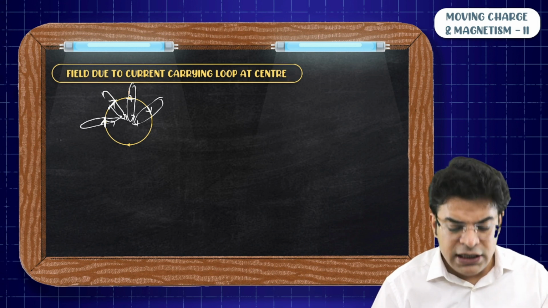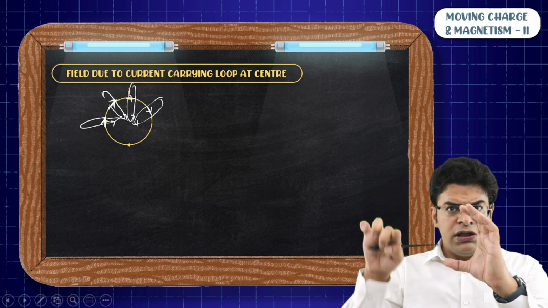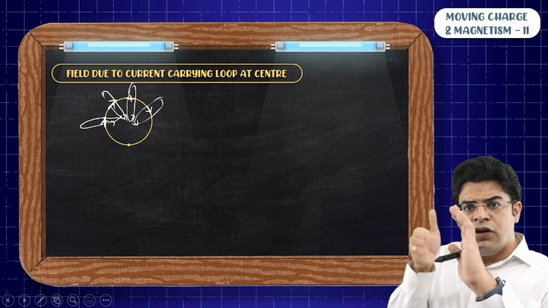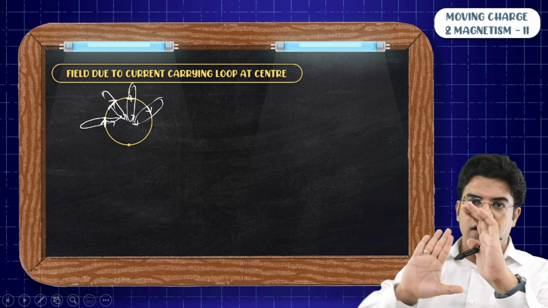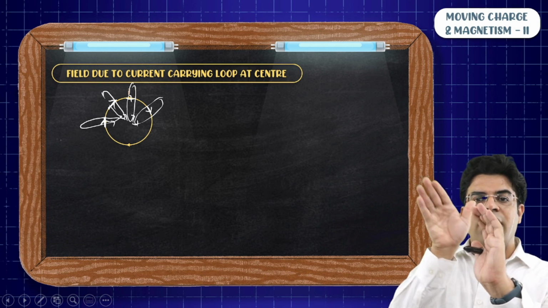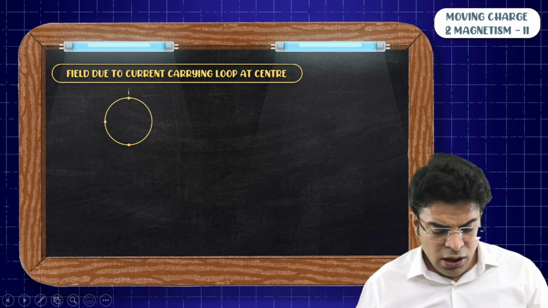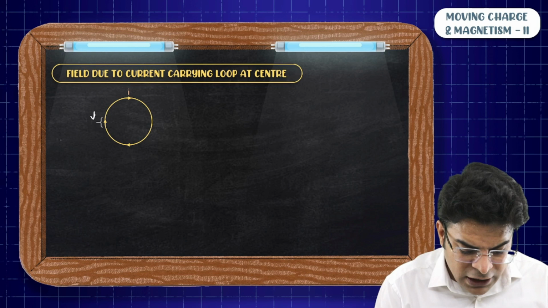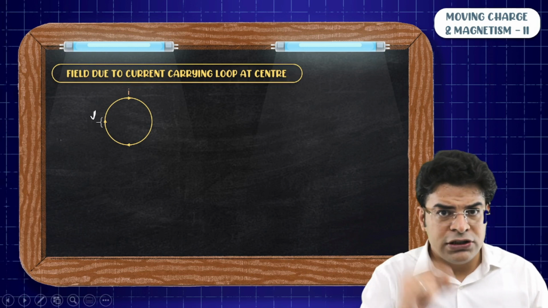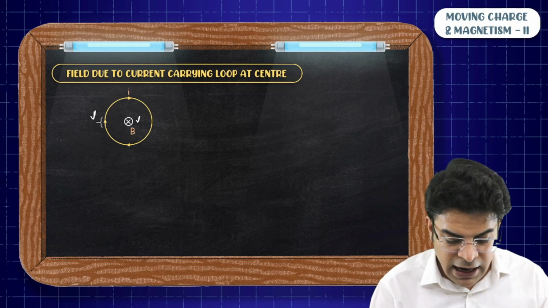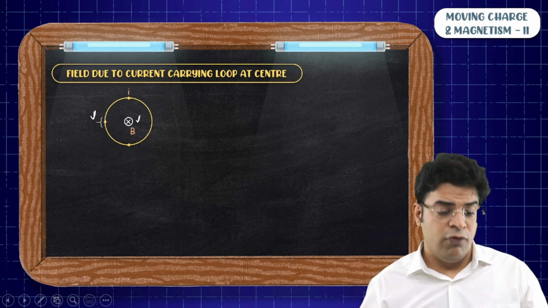So due to each and every element on this current carrying loop, the direction of magnetic field at the center will be in the same direction, and that will be inward. So we know that due to one small part on this loop, the direction of magnetic field at the center of this loop will be inward.